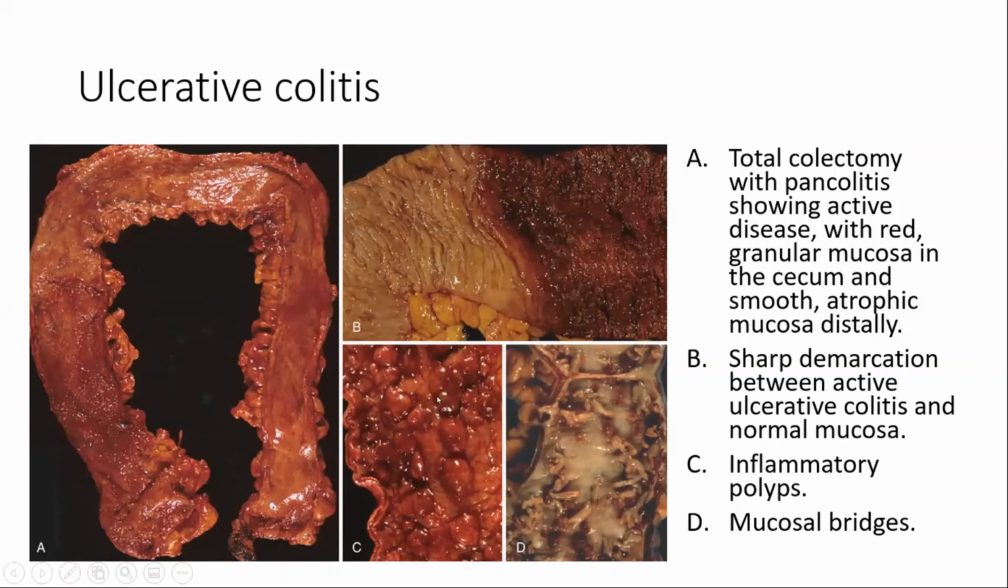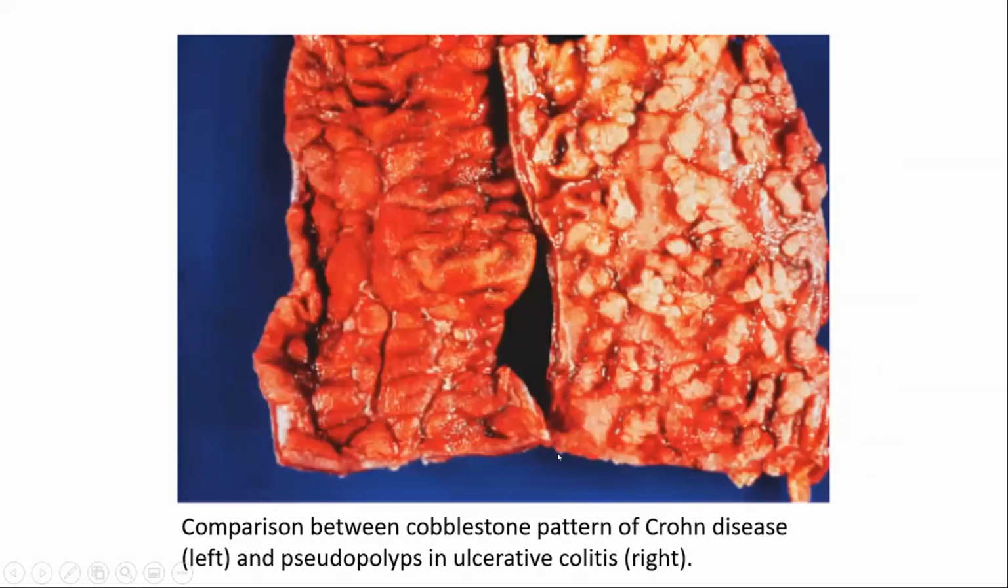They can have pseudopolyps. So they have these ulcers, and these pseudopolyps are actually regenerative mucosa. It looks like islands, or pseudopolyps. And sometimes the tips of these pseudopolyps can fuse, forming this mucosal bridge. This is just to compare the cobblestone pattern in Crohn's and pseudopolyps in ulcerative colitis. In Crohn's, we can see this linear mucosal ulcer, while in ulcerative colitis, it is more superficial.